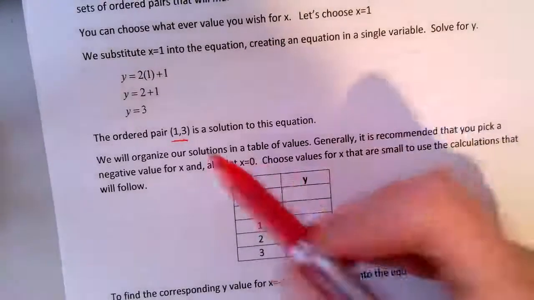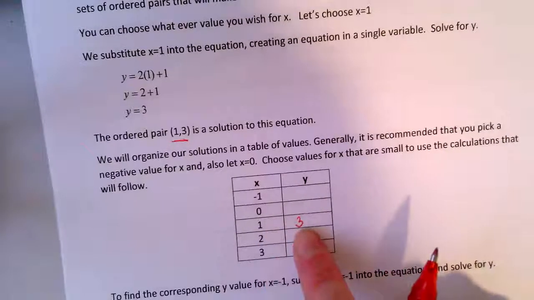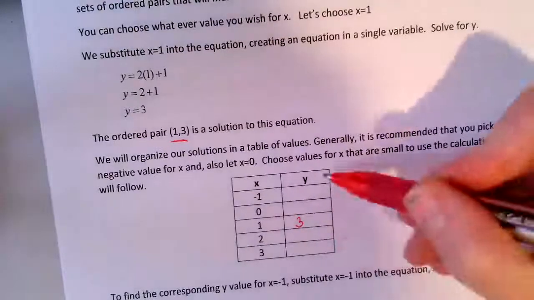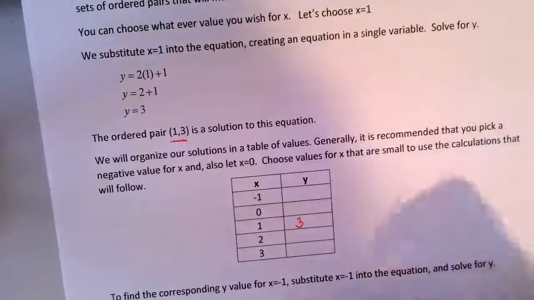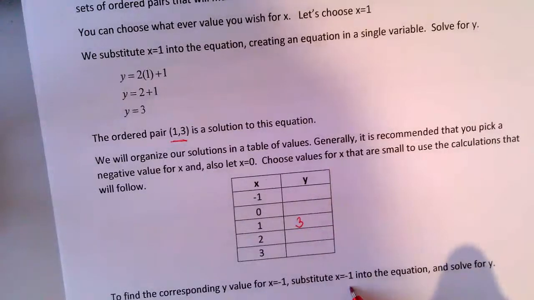Now we've already said that 1, 3 is a solution, so I can fill in when x is 1, the corresponding value for y is 3. So I want to complete this chart. So I'm going to find the corresponding value for when x is equal to negative 1. So I want to find its partner y. So I have to substitute x equals negative 1 into the equation and solve for y.